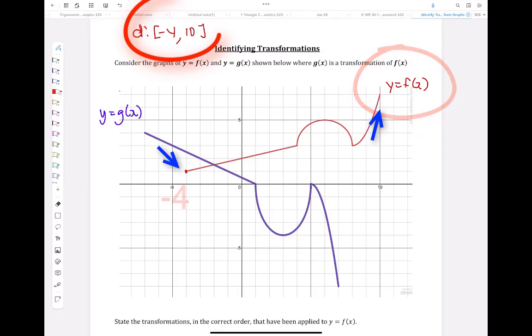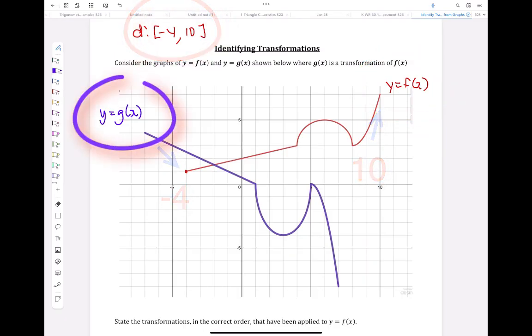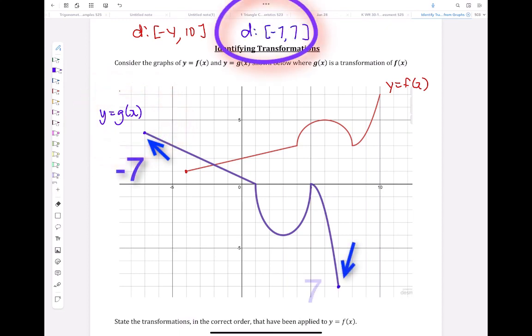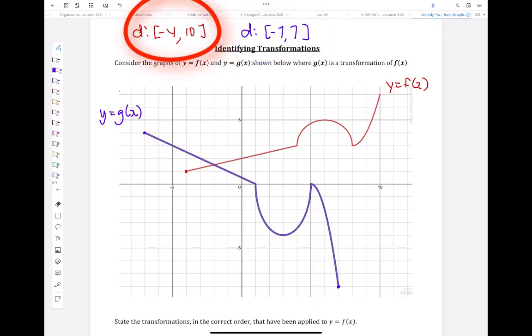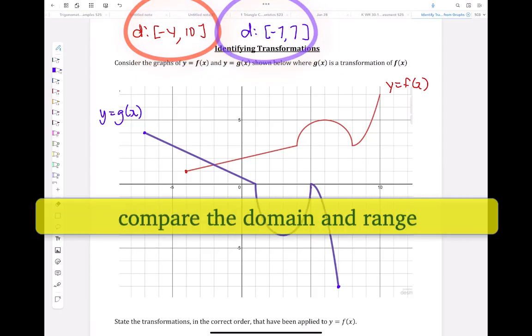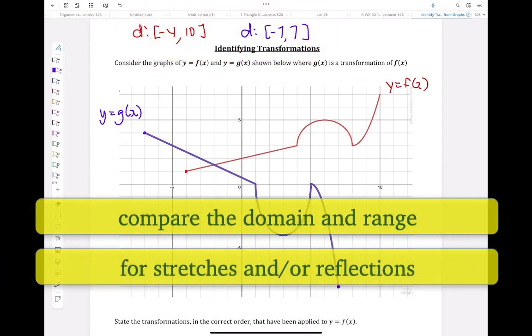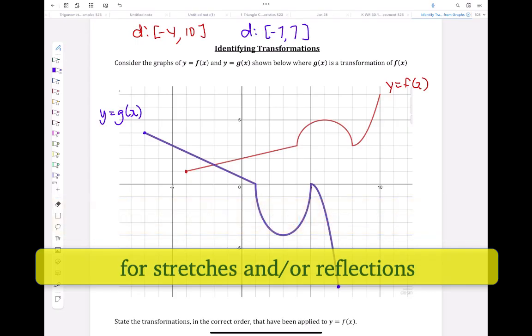So we have -4, and that's going to take us to 10. And if we consider the domain of g(x), I can see here it looks like we're at -7 to +7. Okay, fantastic. So we have the domain of f(x) and the domain of g(x). How can we use that domain to help us? Well, domain has to do with the x, with the horizontal. So we're going to use this to see, has a horizontal stretch been applied?